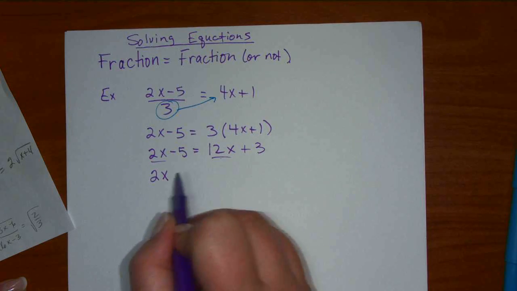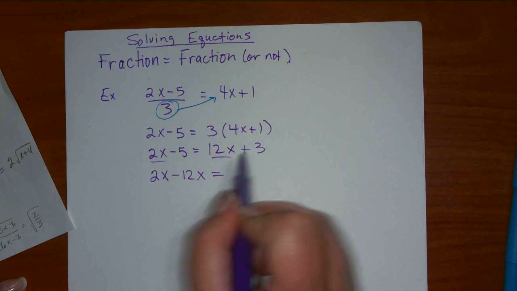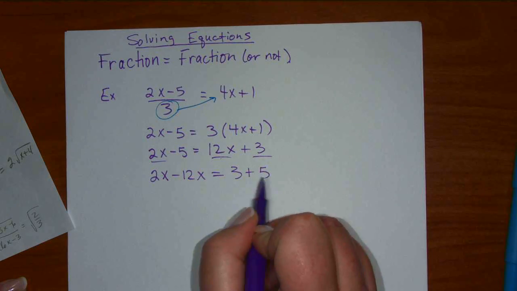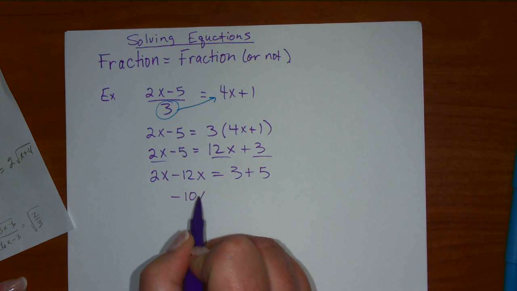So 2x and 12x, that will be a minus 12x. 3 is on this side. The 5 is a negative, so move it over, becomes a positive. Minus 10x equals 8.